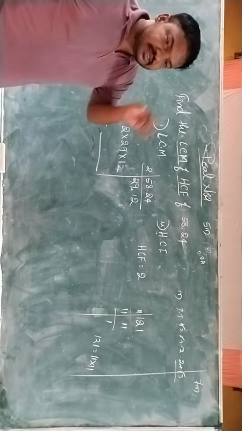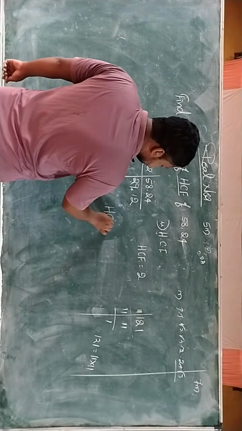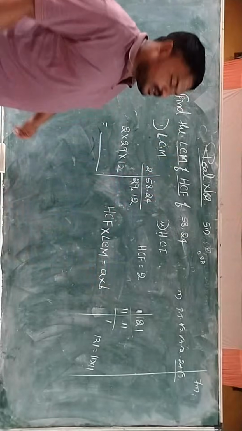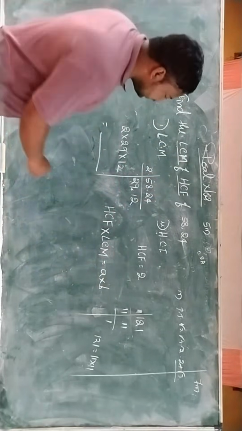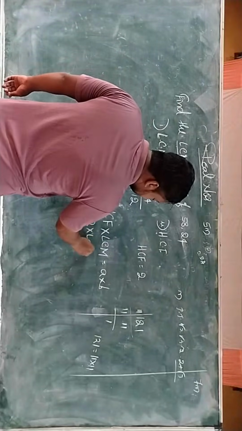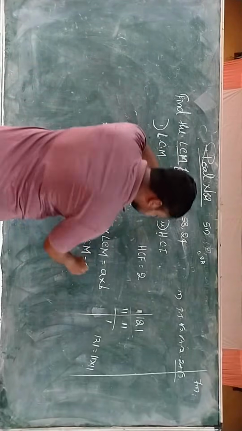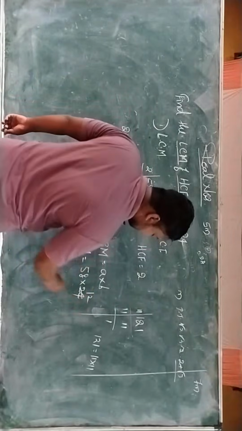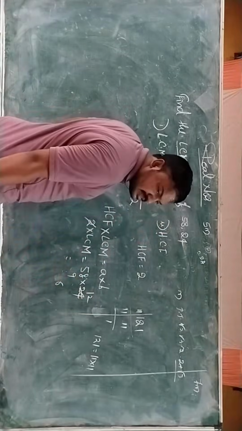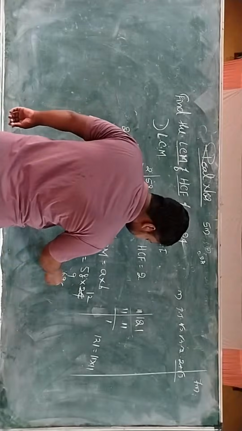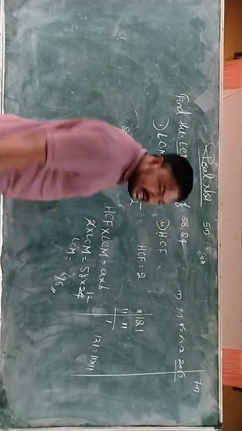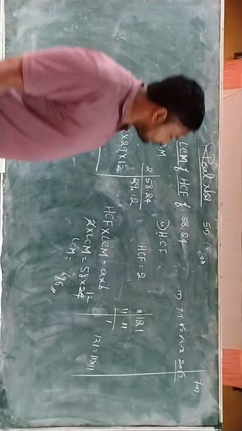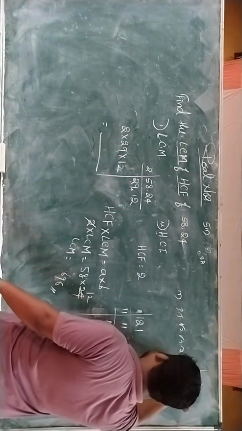Any doubts? Relationship between HCF and LCM: product of HCF and LCM is equal to product of the two numbers. HCF into LCM is equal to A into B. For example, HCF we calculated 2, LCM we don't know, and A is 58, B is 24. 12 8s are 96, 12 5s are 60 plus 9, 69. So LCM is 696. Hope you can understand this. Any doubts here? So here total 5 marks. Real numbers, 5 marks. Easily you can score 5 marks here.